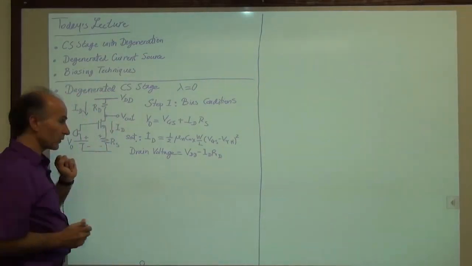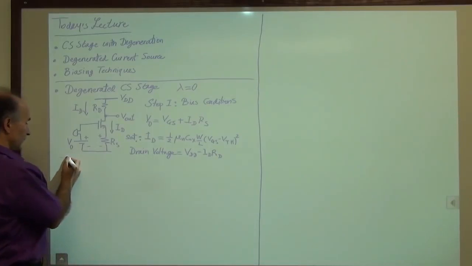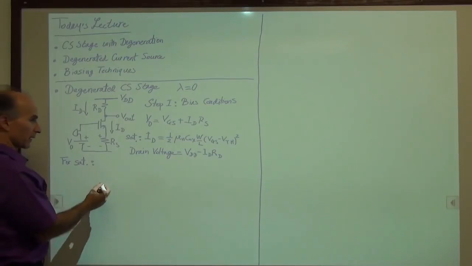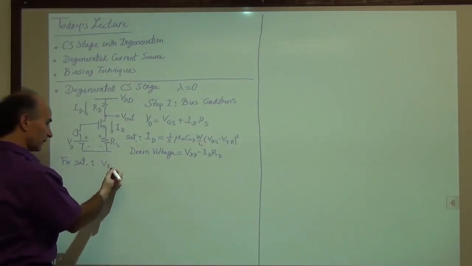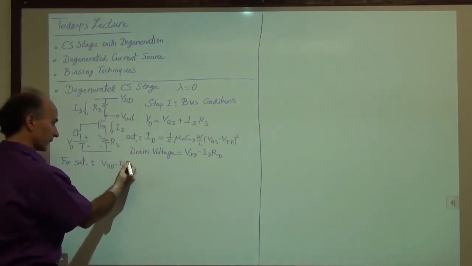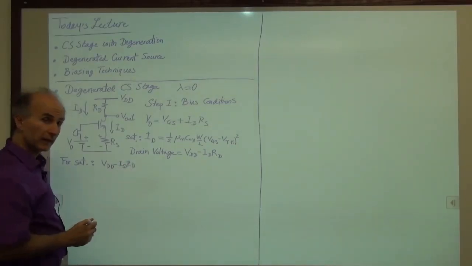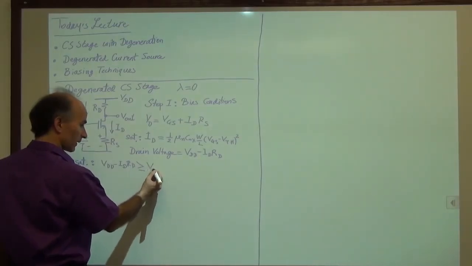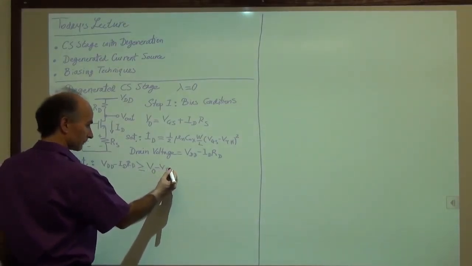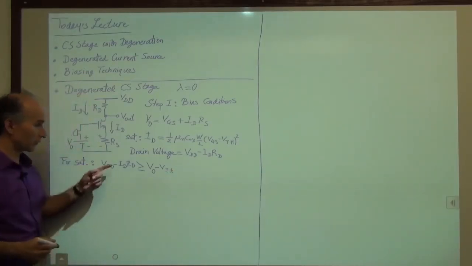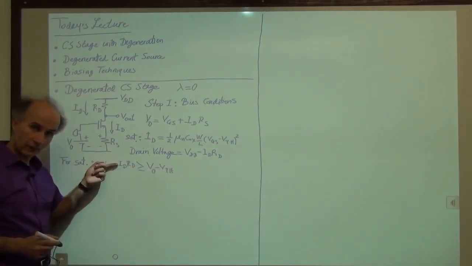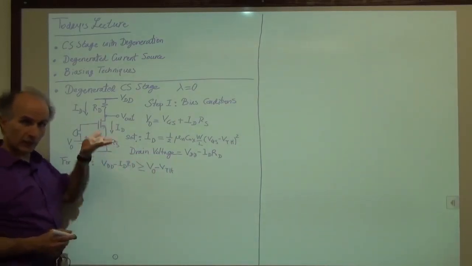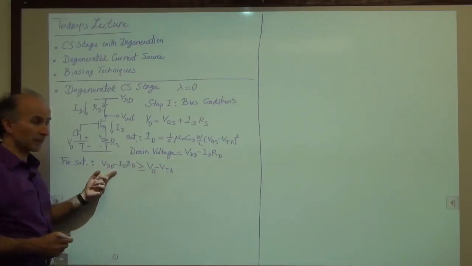For the device to be in saturation, this is what we need to happen. We need the drain voltage, VDD minus ID times RD, to be greater than or equal to the gate voltage minus VTH. If the drain voltage is lower than this amount, if this voltage is less than this, then this device is in triode region. The drain is too low. The drain has to be higher. So if this condition holds, we are in saturation.